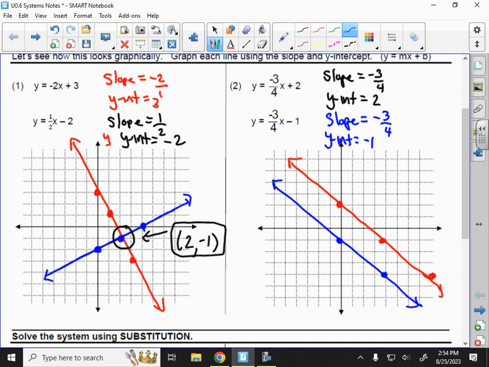All right. So these 2 lines appear to be parallel, which means they don't cross. And if they don't cross, they don't intersect. So this actually has no solution. And that's because they're parallel lines.